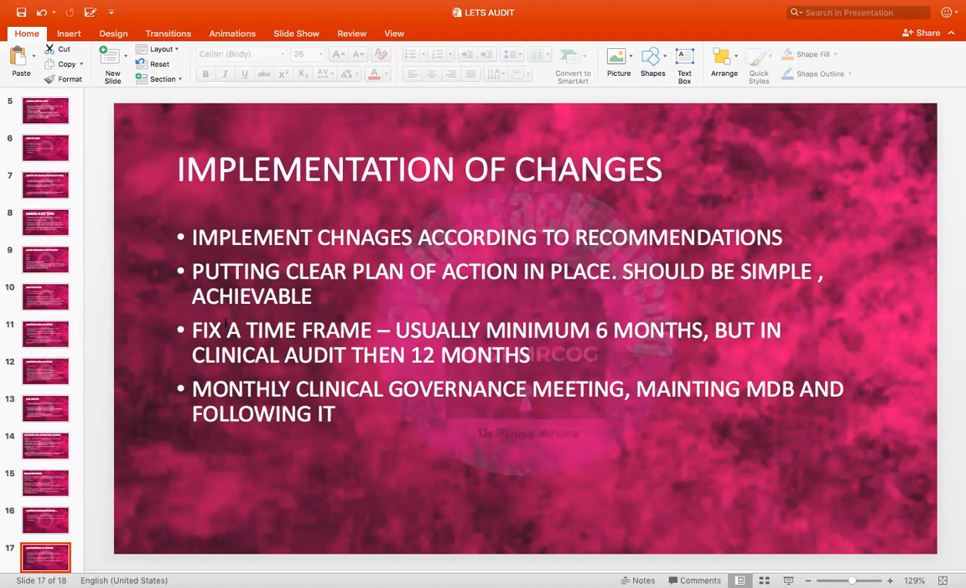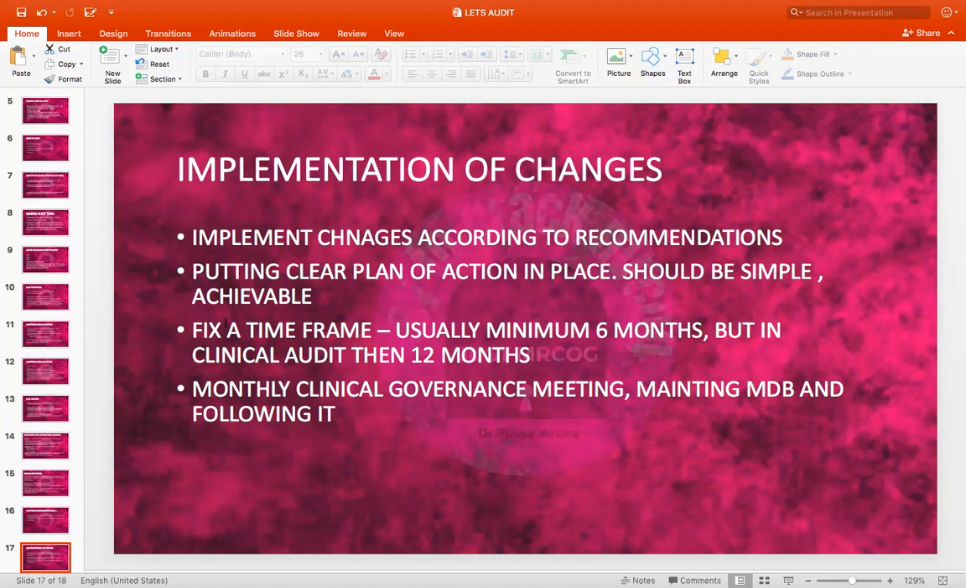So do attend the skills and drills, do attend the training session, do attend the teaching session, do go through the study material video, and perform ECV in front of any senior experienced person who has full expertise in ECV. As simple as that. What is difficult in that? It is so simple. Implement changes according to recommendation. Putting a clear plan of action should be simple and achievable.